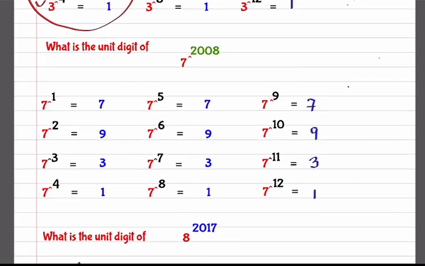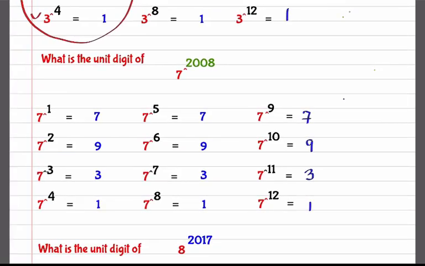Similarly, what is the cyclicity of 7? It is again 4. If you can see, after every 4 powers, the unit digit gets repeated. So I am asking you, what is the unit digit of 7 raised to 2008? Divide this by 4. Remainder is 0. So when you get remainder 1, this is the answer, 7 raised to 1. When you get remainder 2, this is the answer. When you get remainder 3, this is the answer. When you get remainder 0, the last part, 7 raised to 4 is the answer.